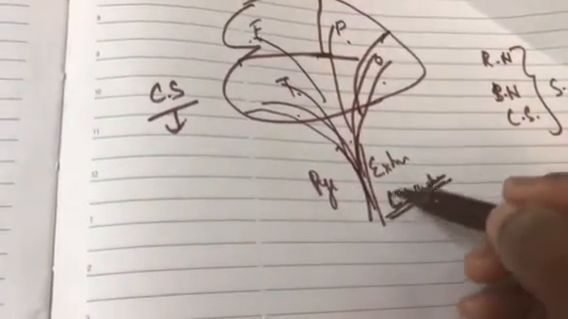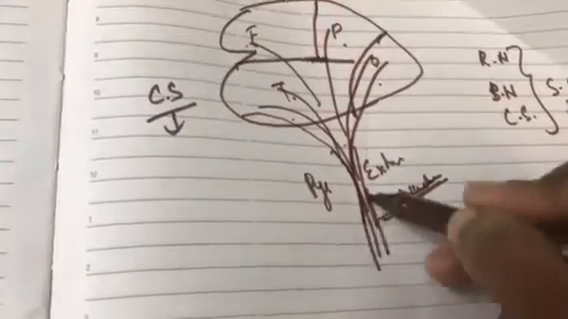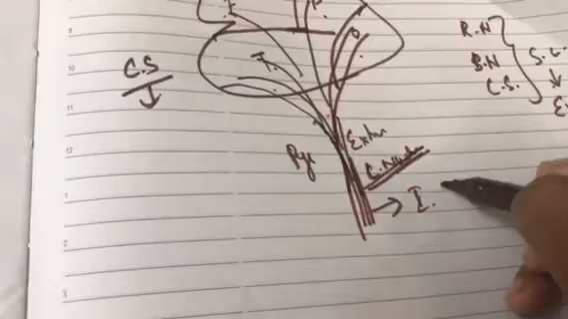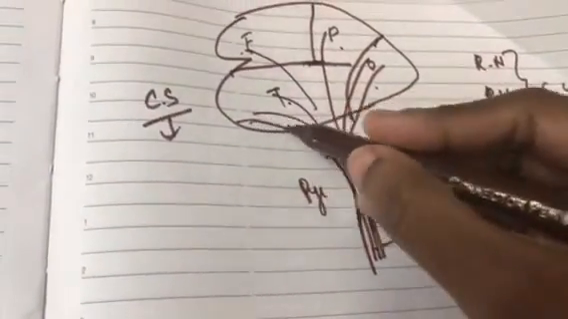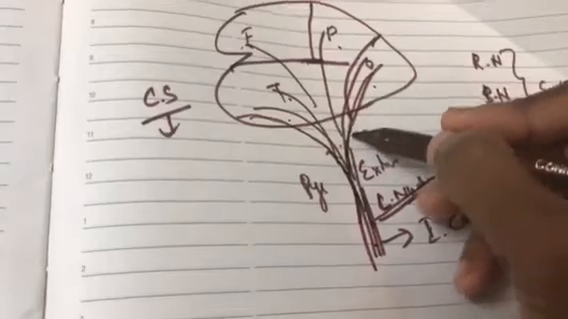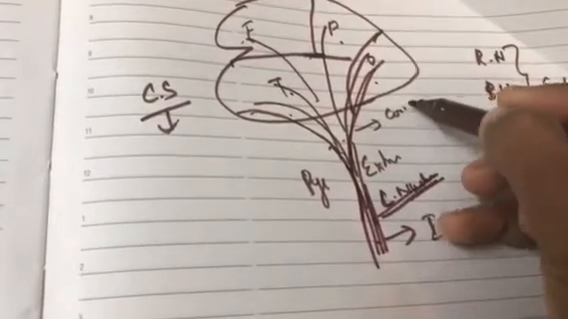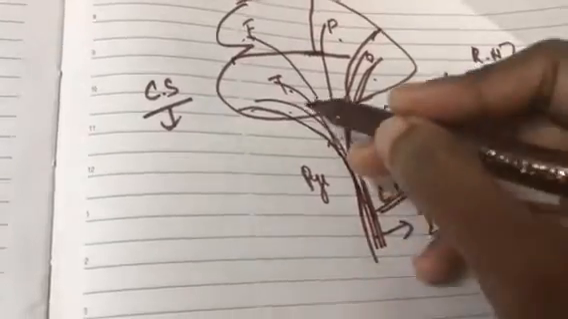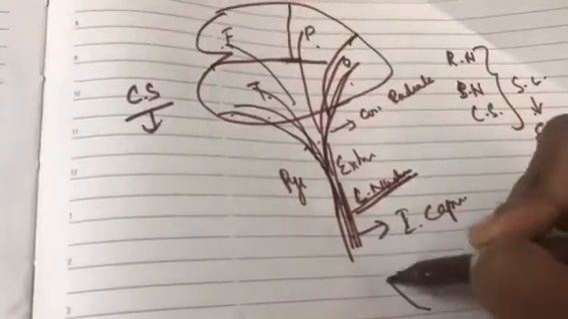So all these fibers are coming. So it is tightly crowded. This area is called internal capsule. This area is called internal capsule, and the fibers are radiating and coming down. That is why it is called corona radiata. Corona radiata.